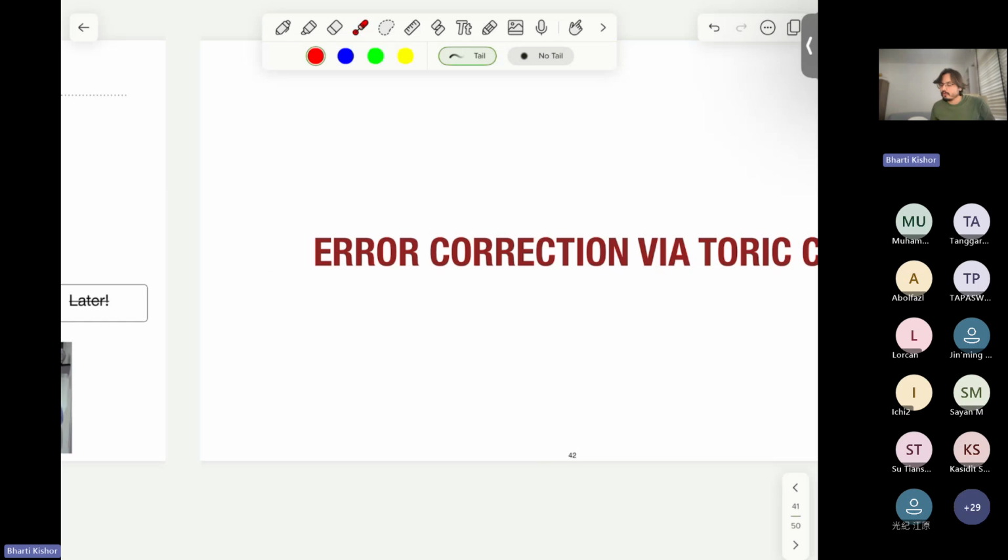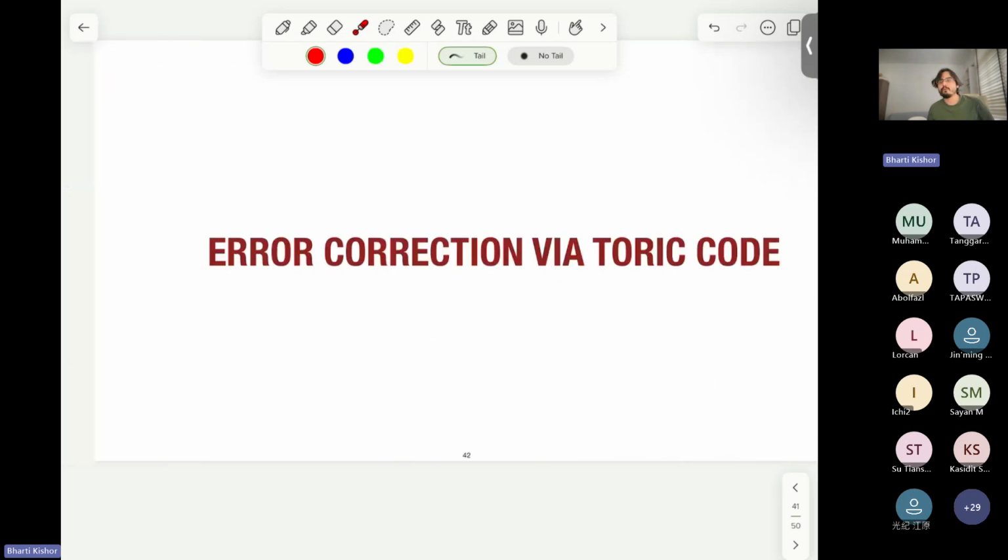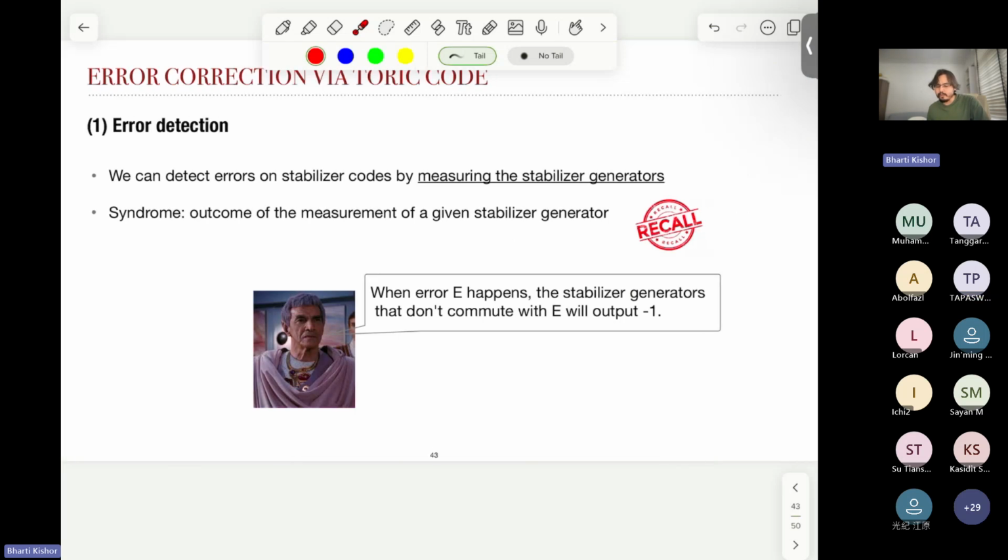Okay. So how do we do error correction via the 2D code? First there is error detection. As before, we can detect errors on the stabilizer code by measuring the stabilizer generators, if you remember from before. The syndrome was basically the outcome of the measurement of a given stabilizer generator. So whenever an error E happens, the stabilizer generators that don't commute with E will output -1, like we saw earlier in the case of the quantum repetition code.